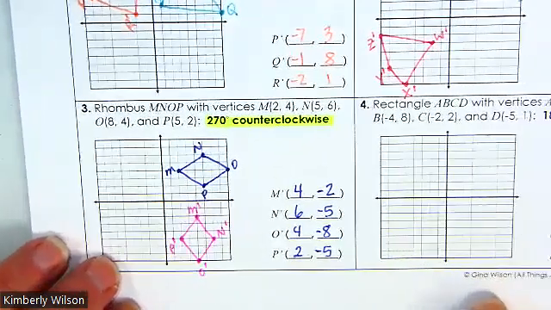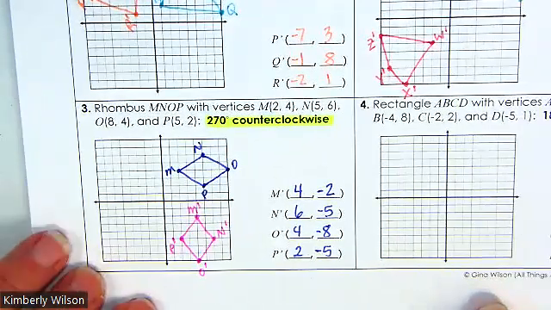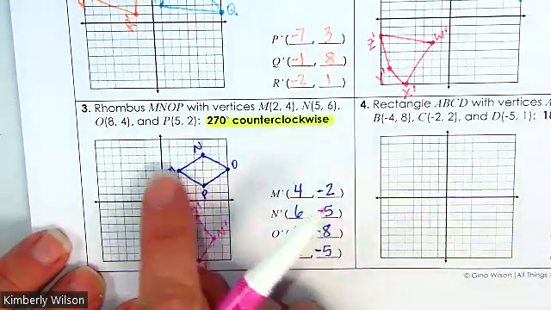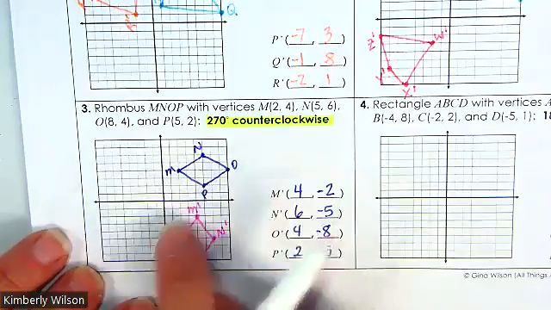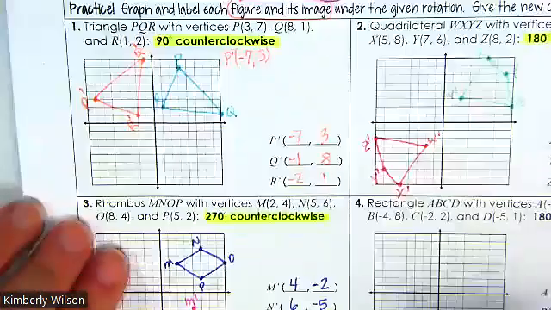Okay, your next examples are just probably going to be examples of figures where it's going to overlap quadrants. It's not going to be located in just one quadrant. Pay attention to your algebra rules.